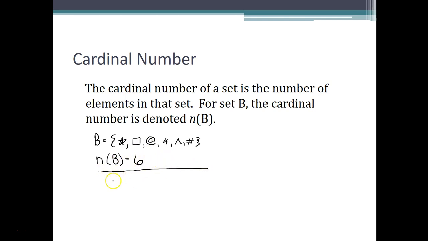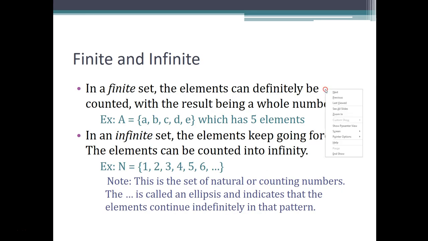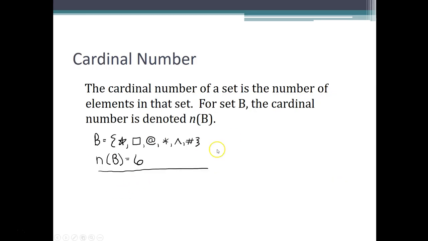Earlier, the set we were working with, what was it, set P? Keep forgetting what I called it. Yeah, set P. It had those numbers 2 through 18. So set P had those numbers 2 through 18, even numbers.